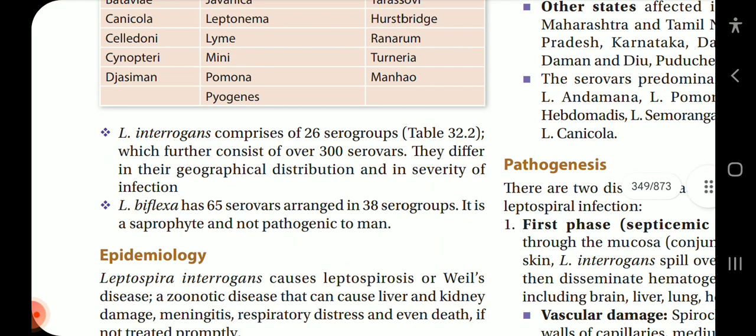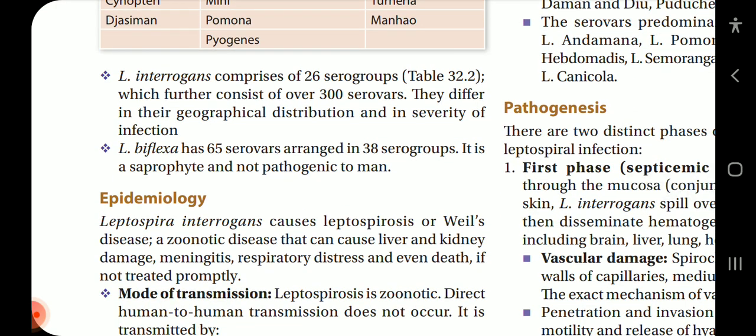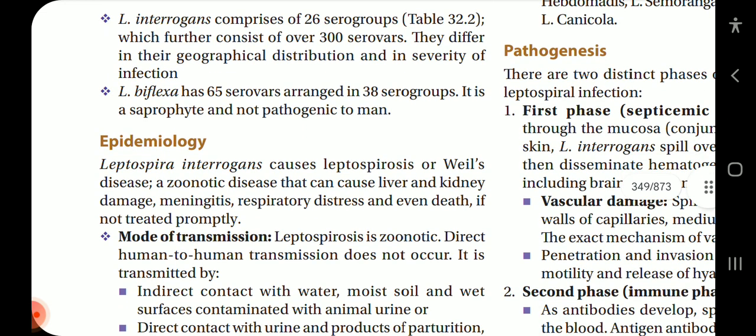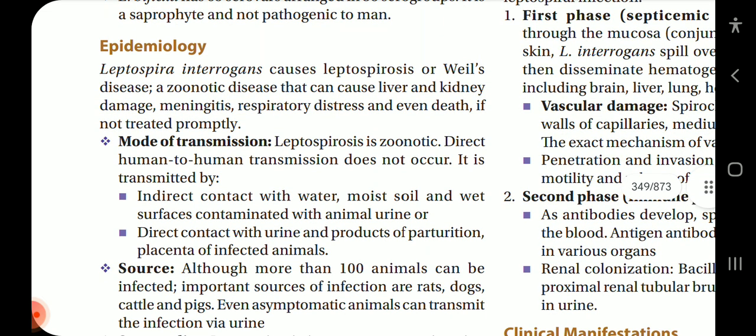It's not much required. Now, Leptospira interrogans comprises 26 groups, which further consist of over 300 serovars. They differ in their geographical distribution and the severity of infection. Leptospira biflexa has 65 serovars arranged in 38 groups. It is a saprophyte and not pathogenic to man. So coming to epidemiology, Leptospira interrogans causes leptospirosis or Weil's disease, a zoonotic disease that can cause liver and kidney damage, meningitis, respiratory disease, and even death if not treated promptly.